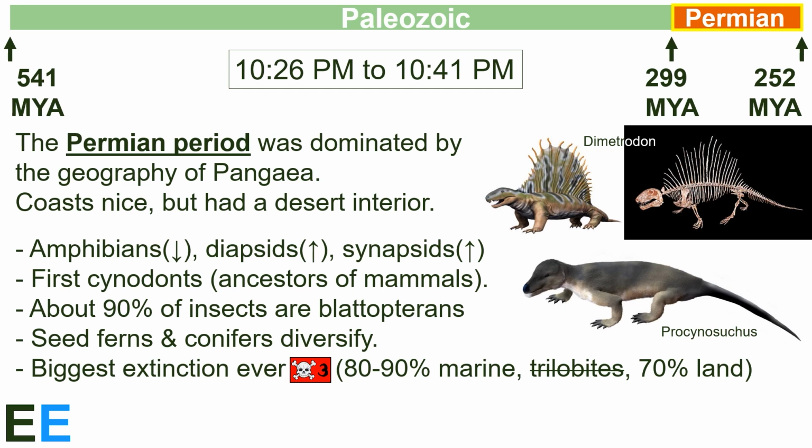About 80 to 90% of all marine species die, including all the trilobites, which have been ruling the seas for almost 300 million years. About 70% of all species on land also died out. This extinction was so massive and widespread that not only is it our third major extinction, we use this event to mark the end of the Paleozoic Era itself.